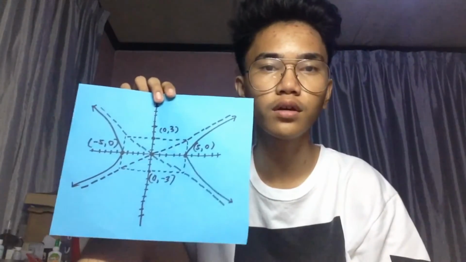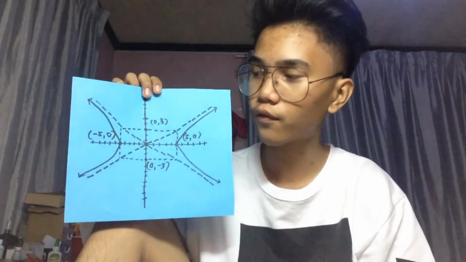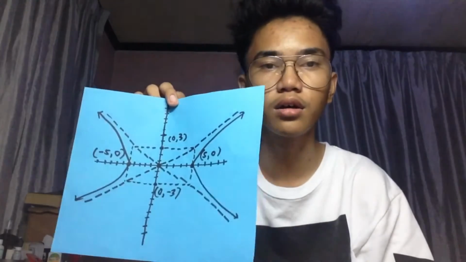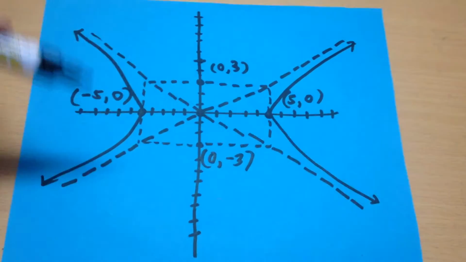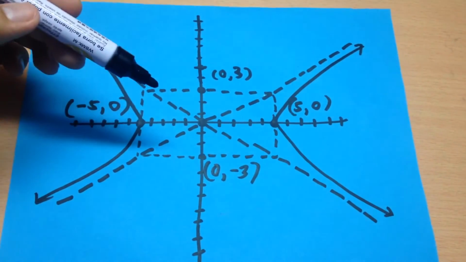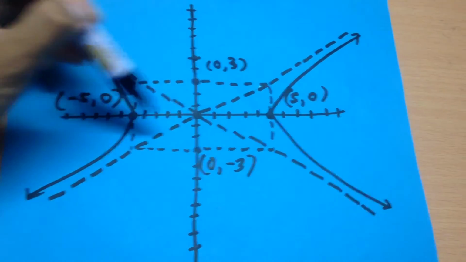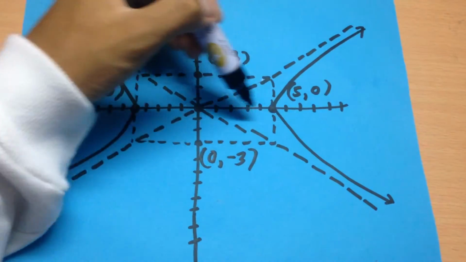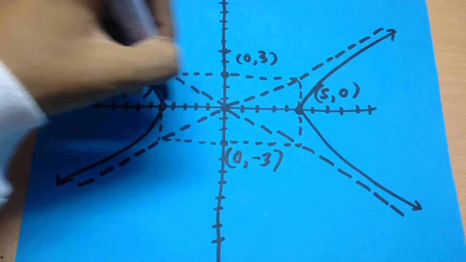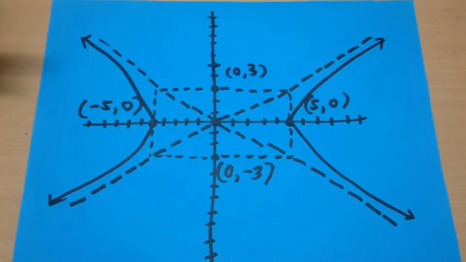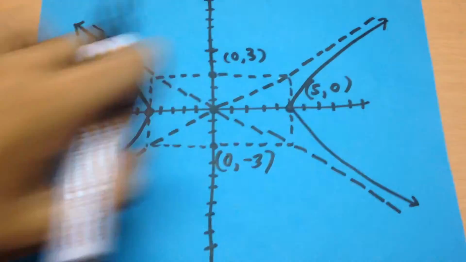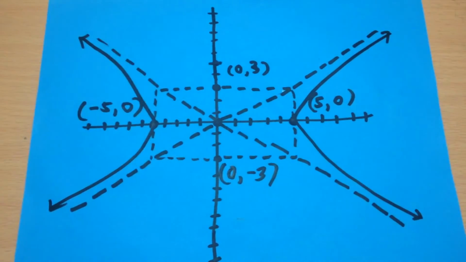So what if the given or example is like this, a graph? If you don't have an idea, if a graph is given, first look at the transverse axis. Look at where it lies. So this is the transverse axis. It lies on the x-axis. So I think this is a horizontal hyperbola. As you can see by the graph, it is a horizontal hyperbola.